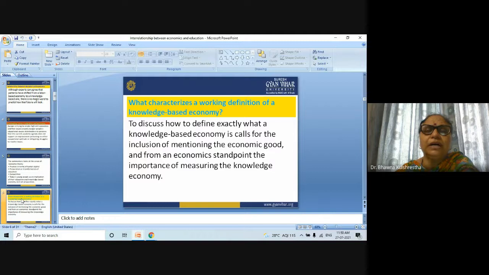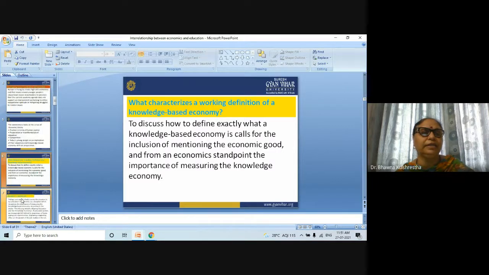This is to discuss how to define exactly what a knowledge based economy is, which calls for the inclusion of maintaining the economic good. And from an economics standpoint, the importance of measuring the knowledge economy. Obviously there has always been a form of knowledge based element to even the industrial or manufacturing labor based economic situations which dominated past decades, when the existence of a knowledge based economy is promulgated.